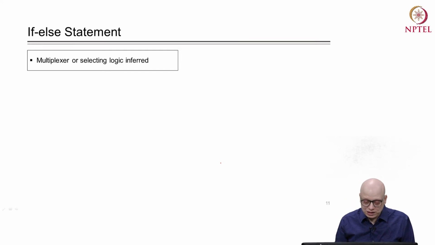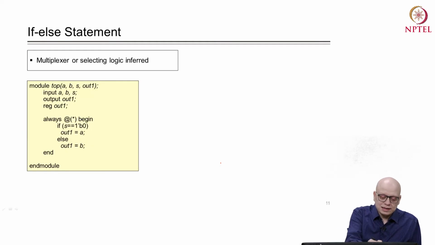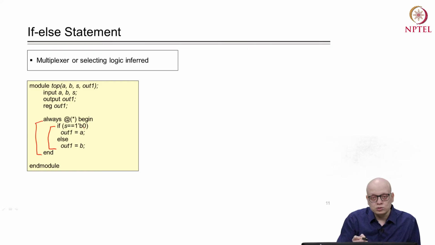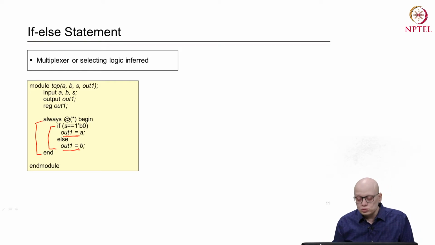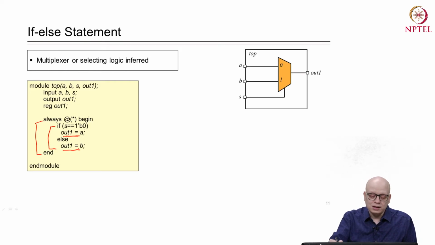So let us take an example and understand. Let's look into this always block. In this always block, there is an if else statement. If S is equal to 1'b0, that is S is equal to 0, then out1 is equal to A. If S is 0, then out1 is equal to A, else out1 is equal to B. So corresponding to this, a multiplexer will be created. So out1 will be driven by this multiplexer.